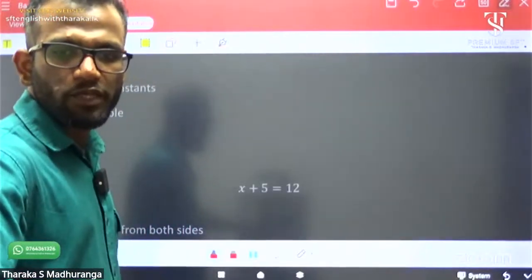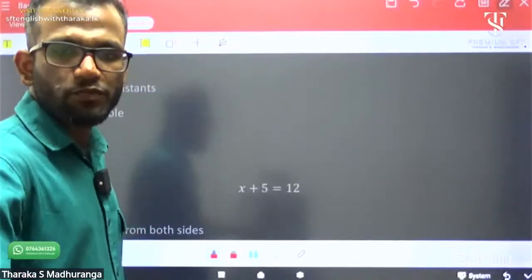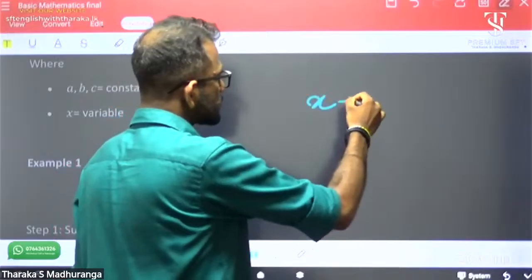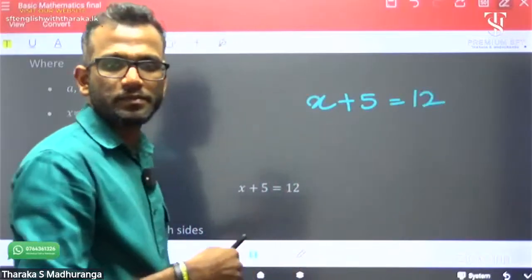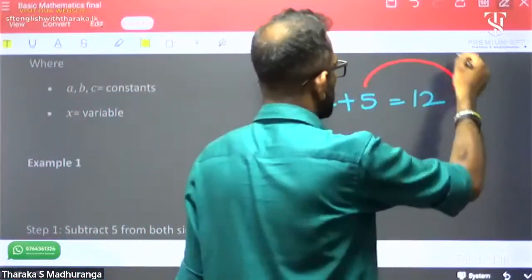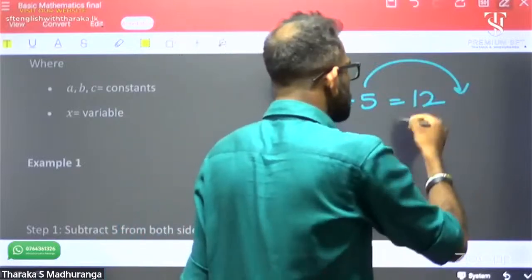x plus 5 equals 12. Then what is the x value? It's very simple. Move this 5 to the other side. x equals 12 minus 5, which is 7.